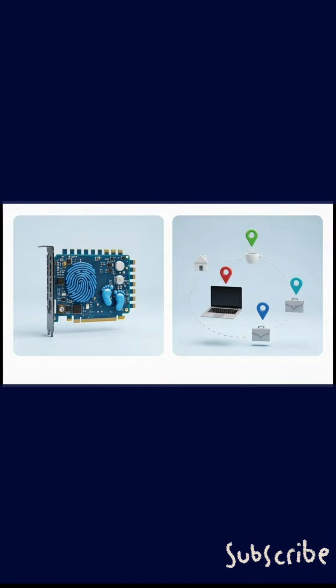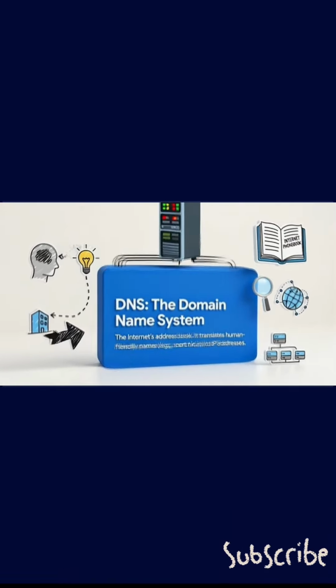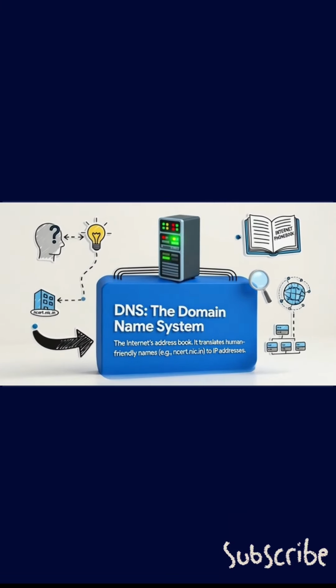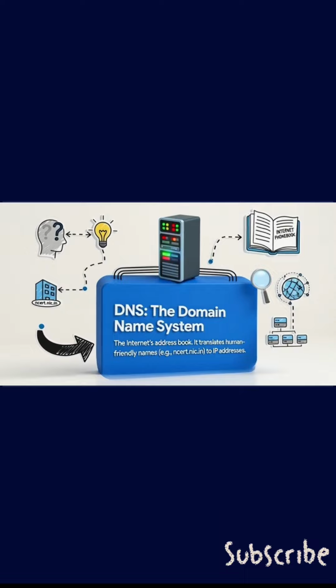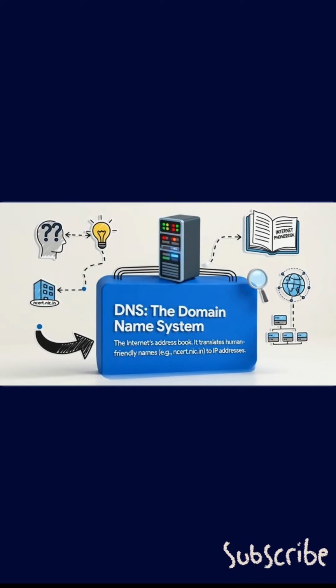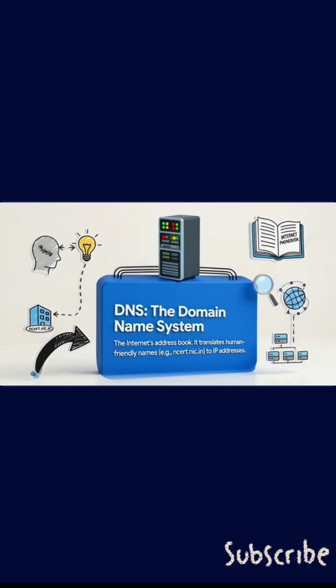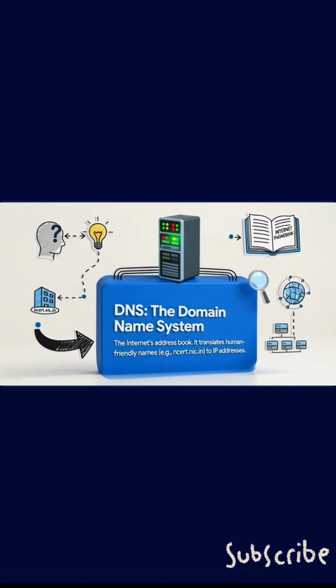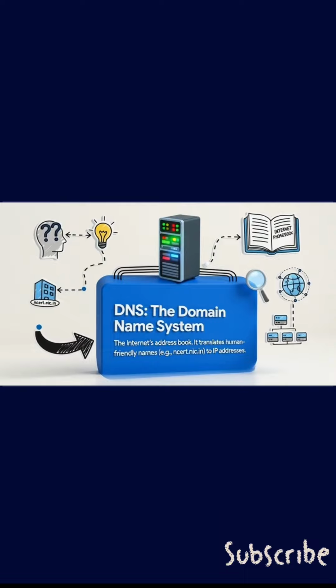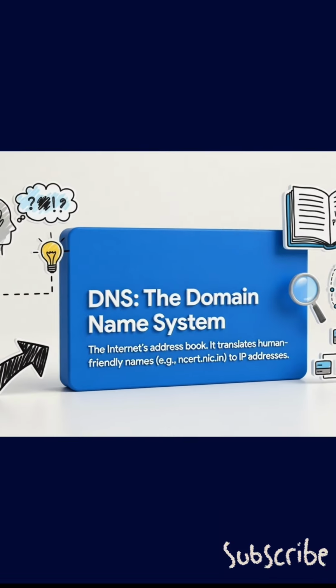travel. Now, obviously, nobody can remember long strings of numbers for every website they want to visit. We use names, like ncrt.nic.in, and that's where the domain name system, or DNS, comes in to save the day. Just think of it as the internet's giant phone book. Its only job is to translate the human-friendly names we type into the computer-friendly IP addresses that machines need.